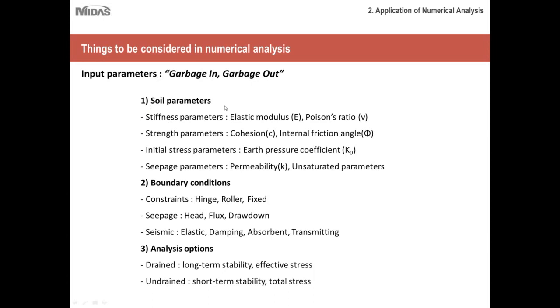So, soil parameters, I won't go into too much detail. I'm sure you're all familiar with these parameters. These are all things that you need to have on hand and ready for your project. Boundary conditions: you need to have an understanding of the various constraints, seepage and seismic type boundaries. And then analysis options: you need to know whether your project will be drained or undrained. If it's drained, you'll need to account for effective stress, but if it's undrained, all you need to worry about is total stress.